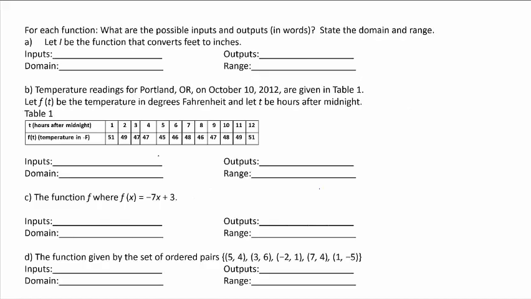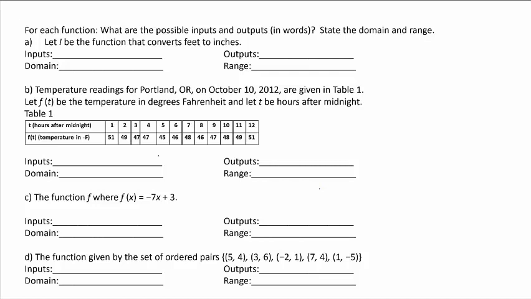Okay, so let's try some examples to get familiar with this concept of inputs and outputs. For each one of these examples, we're going to state in words the inputs and outputs, which basically means that we're stating the domain and range in words. And then I also want to state the domain and range in a numerical way.